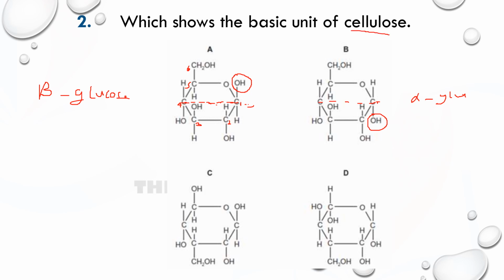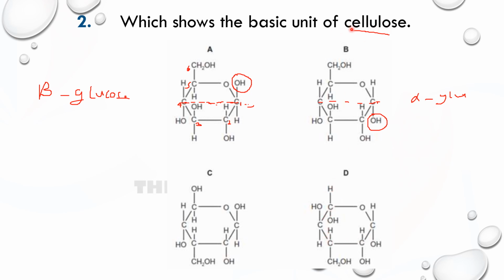If you check this one too, 1 2 3 4 5, this is not the correct arrangement of glucose, the carbon to carbon arrangement. It should be 1 2 3 4 5, and then the 6th carbon atom is here.